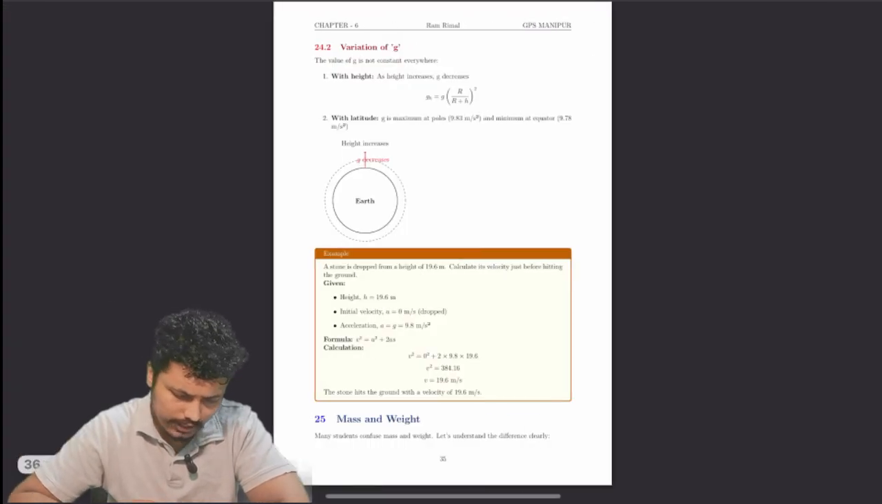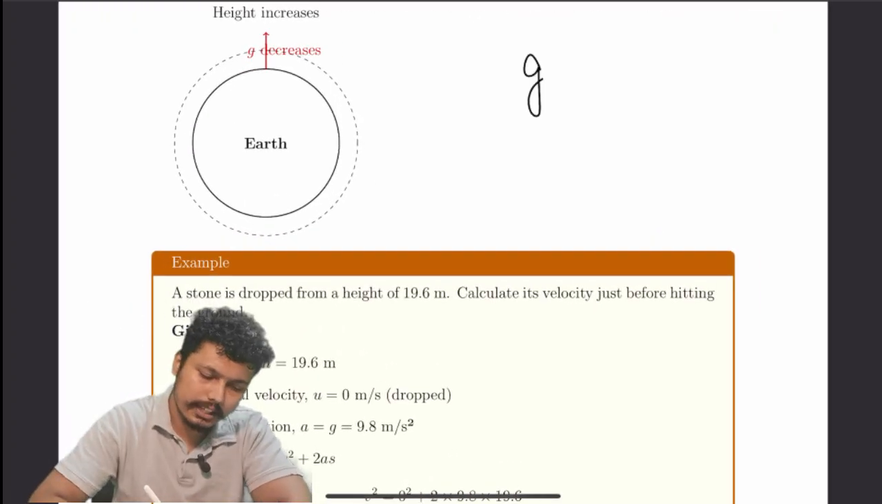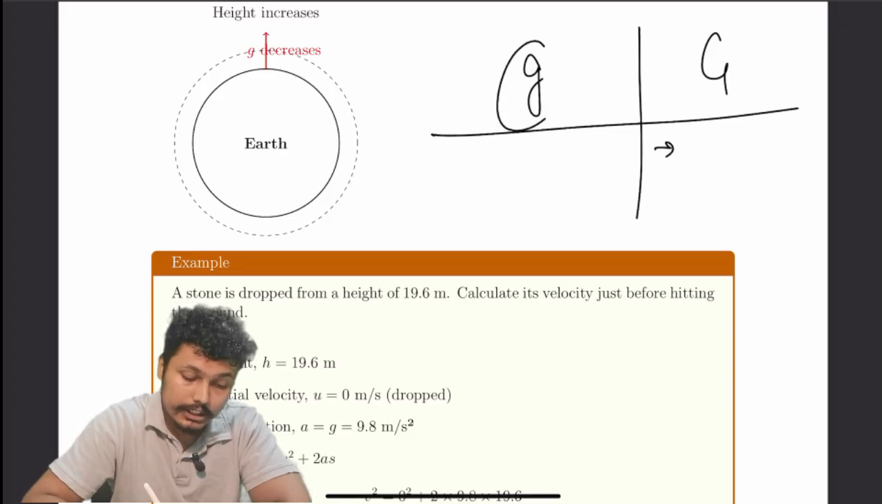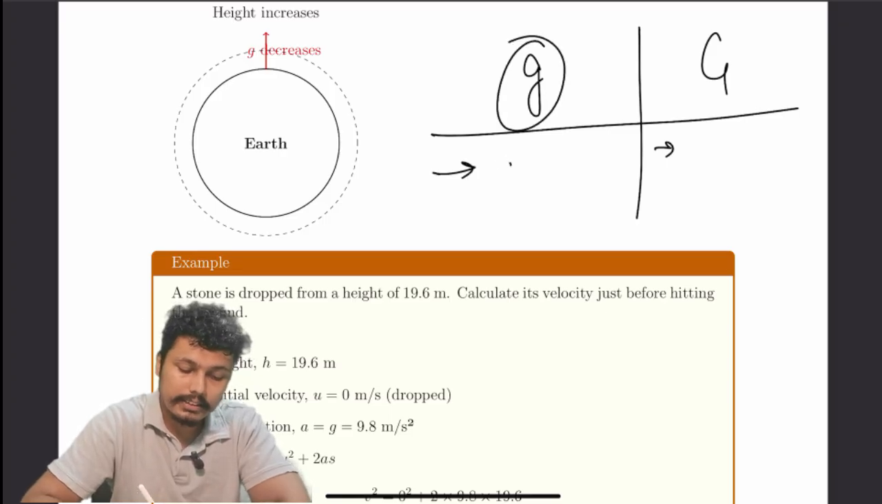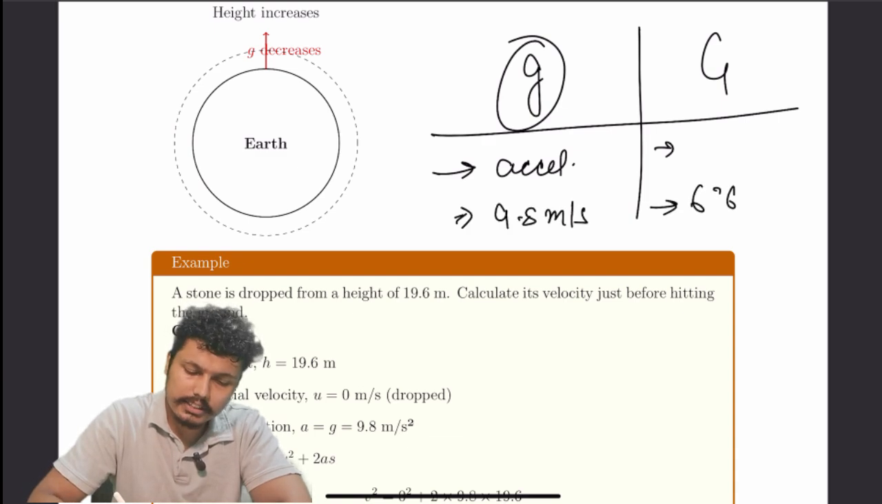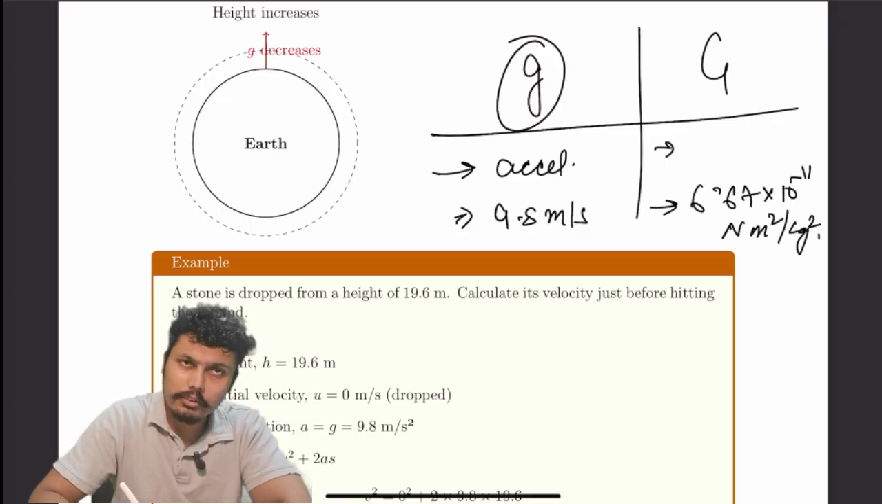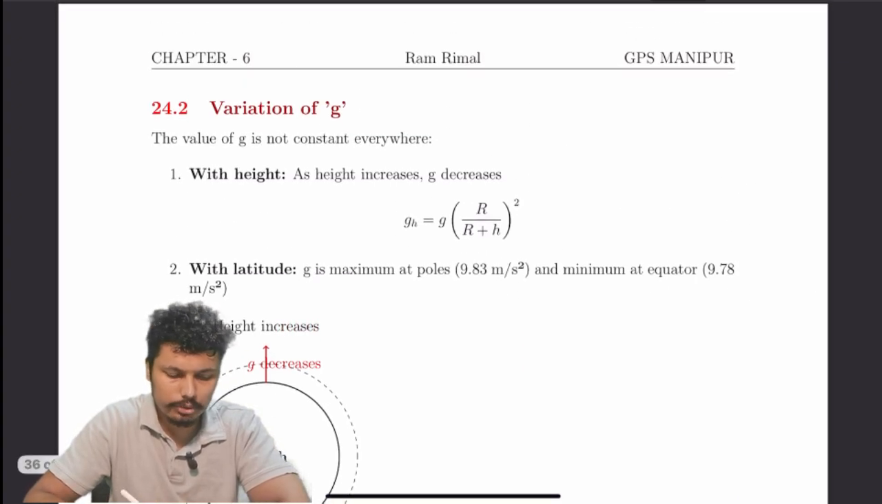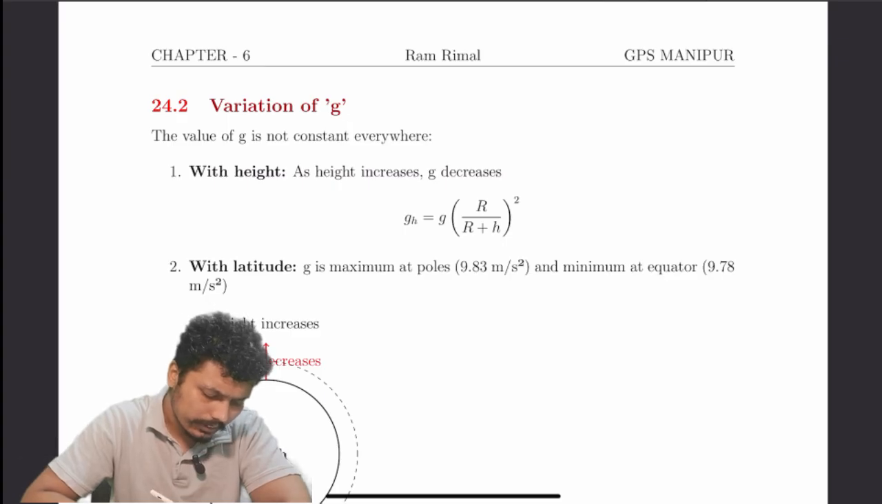There may be a question: differentiate between capital G and small g. What is the difference between these two? Capital G is the universal gravitational constant, which is 6.67 into 10 to the power minus 11 Newton meter square per kg square. Small g is the acceleration due to gravity, which is 9.8 meter per second square. Can you write the difference between these two? It's easy, sir. In exams they usually ask this. Okay, let's go next.